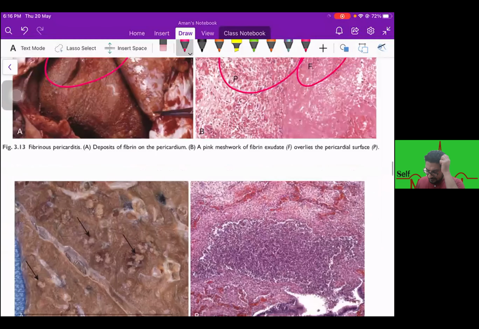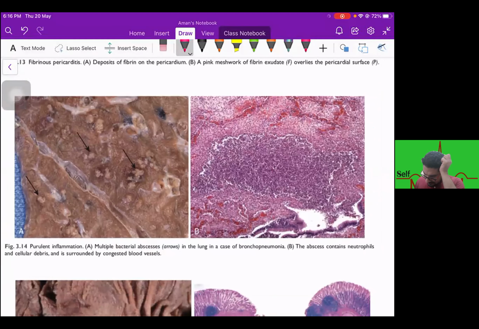If you see here, these are small draining abscesses. These abscesses may have cellular debris and congestion of blood vessels. So this is an example of purulent inflammation. This is how purulent inflammation will look.